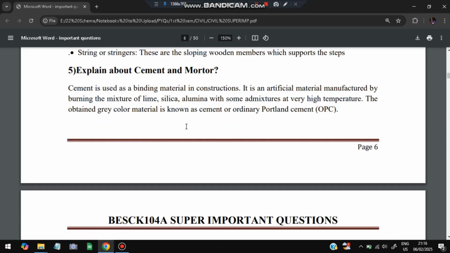Moving on, we have the next super important question. Explain about cement and mortar. Okay, what is cement? Cement is used as a binding material in constructions. Okay, it is manufactured by burning the mixture of lime, silica, and alumina with some admixtures at a very high temperature. Okay, then a gray colored material is obtained that is called cement.